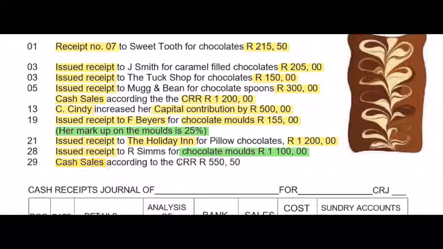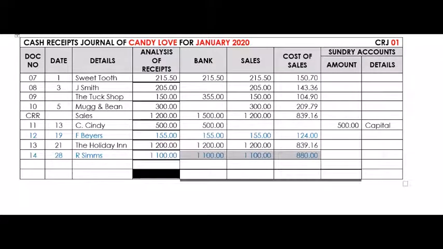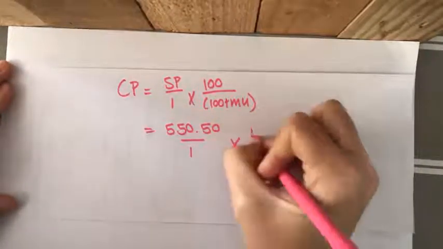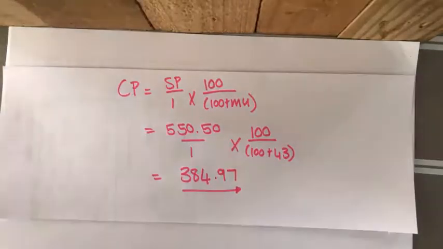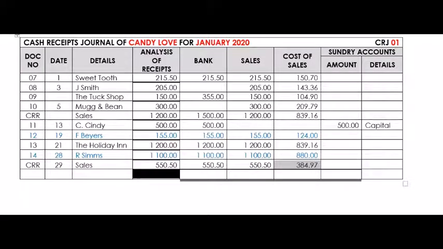We had cash sales according to the CRR for 550 Rand and 50 cents. So in the CRJ, it will be CRR on the 29th. Sales is the details for cash sales. The total value was 550 Rand and 50 cents, which must go to bank and sales. Calculate your cost price. And write the answer here. Then quickly total your columns. Bank has a total of 5,576 Rand. Sales of 5,076 Rand. Cost of sales of 3,676 Rand and 3 cents. And sundry accounts of 500 Rand.